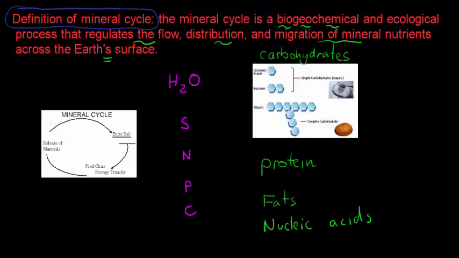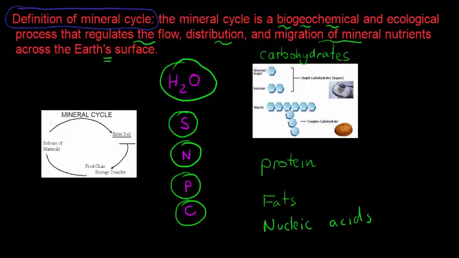need for life. And those essential minerals we need for life are things like S for sulfur, N for nitrogen, P for phosphorus, C for carbon, and then obviously the water cycle as well, H2O. Those are some of the 5 most important minerals we need. Now, why are they important?